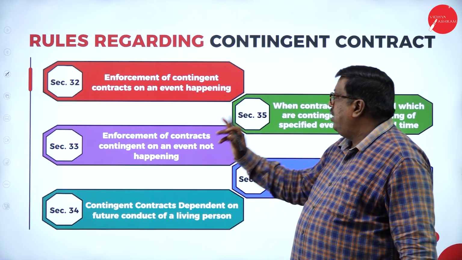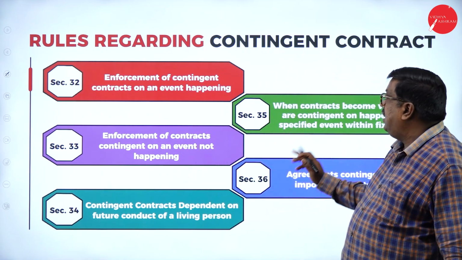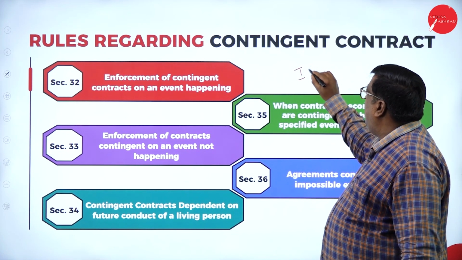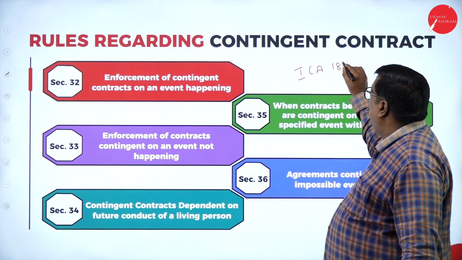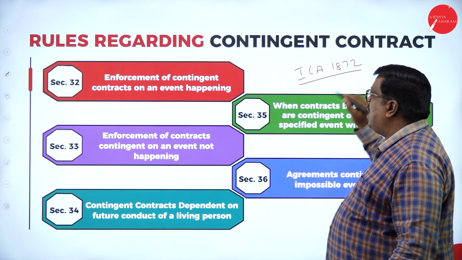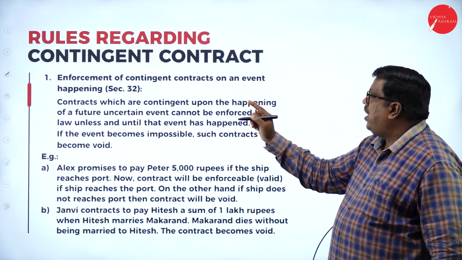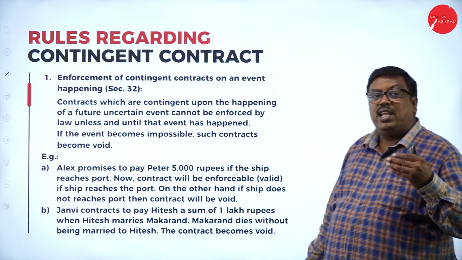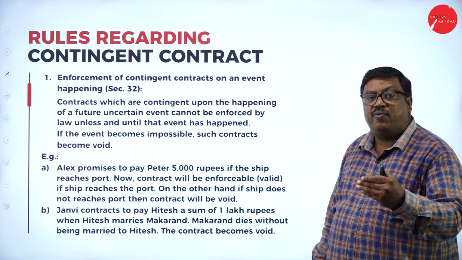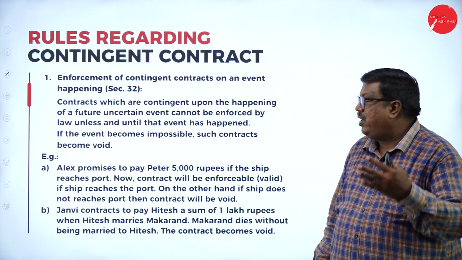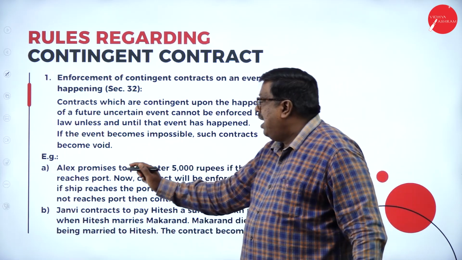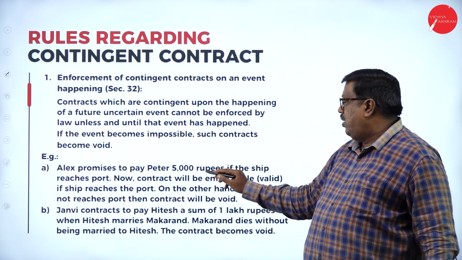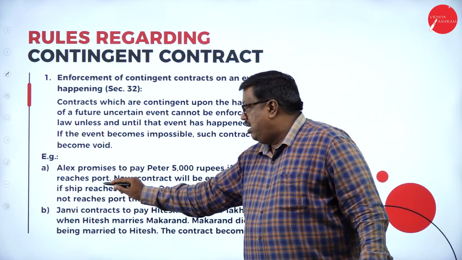Sections 32, 33, 34, 35, 36 of ICA 1872. What does it say for us? Enforcement of a contingent contract on an event happening. For an event which may take place in the future, we are going to have a contract. For example, Alex promises to pay Peter 5,000 rupees if the ship reaches the port.